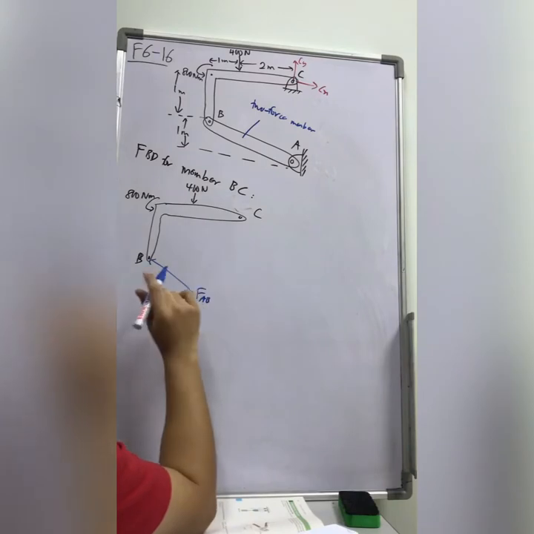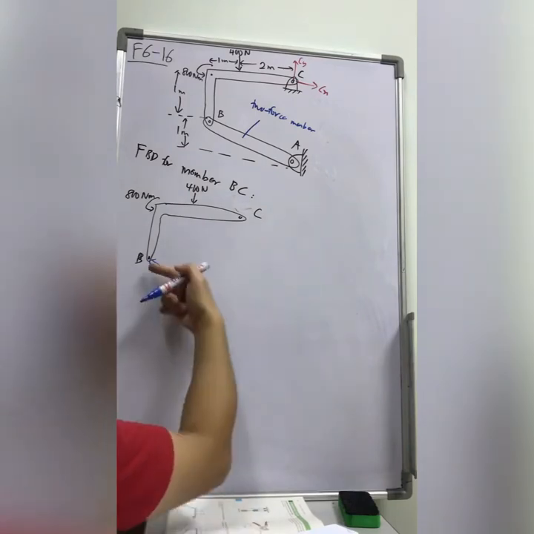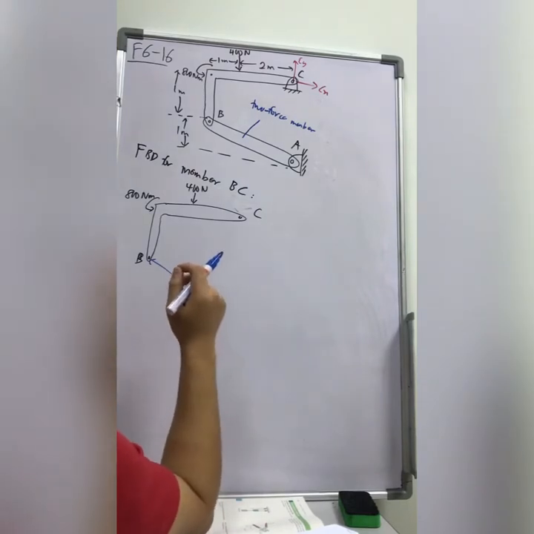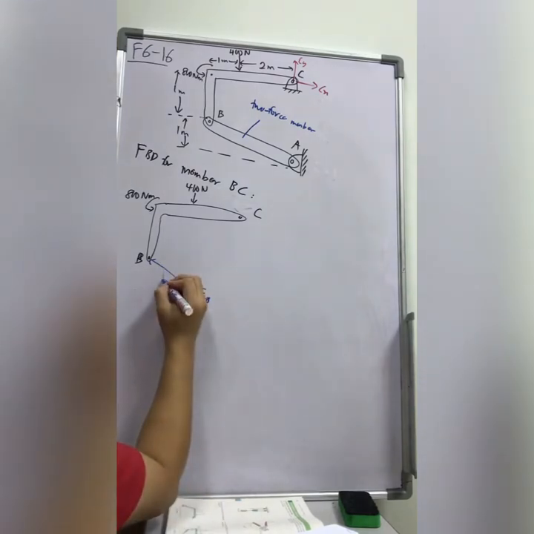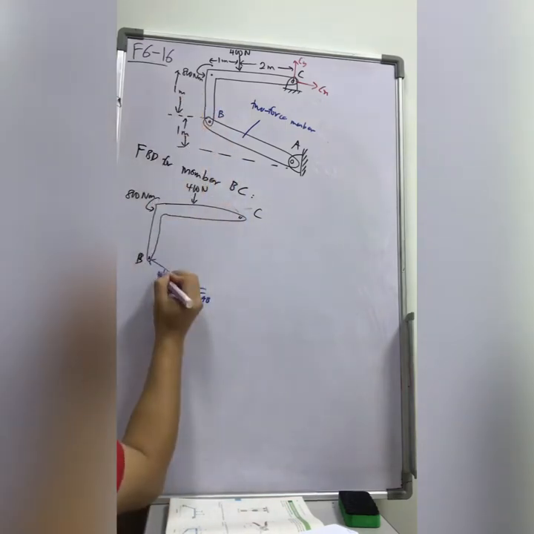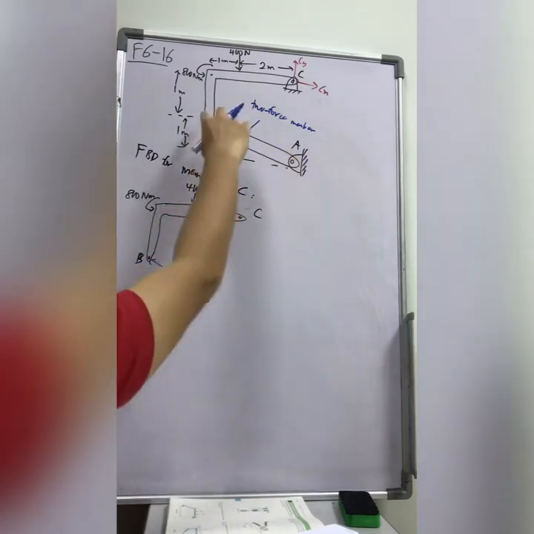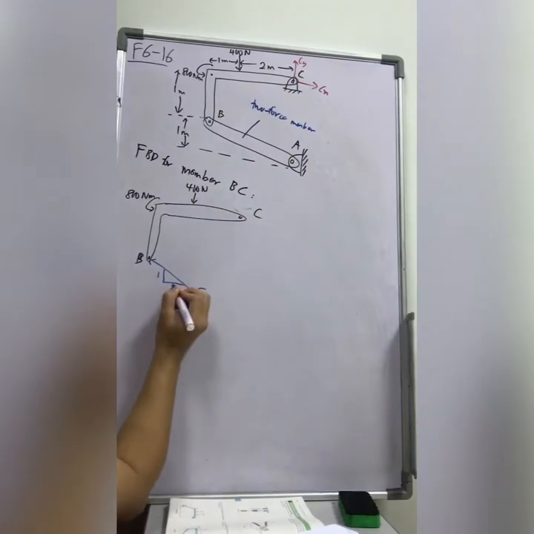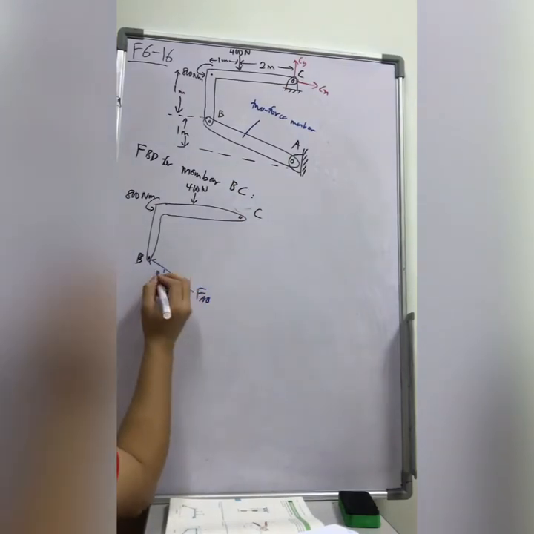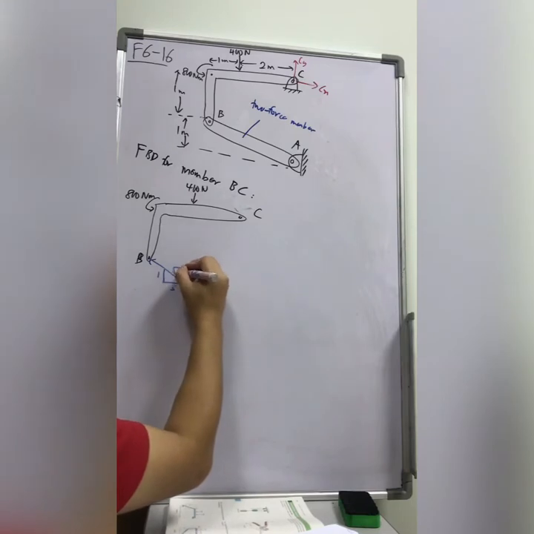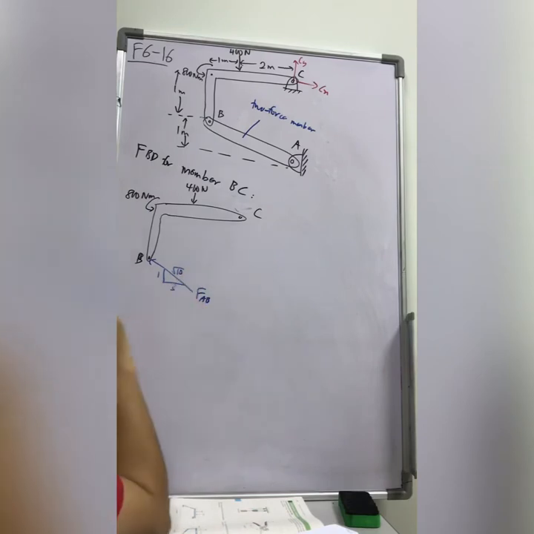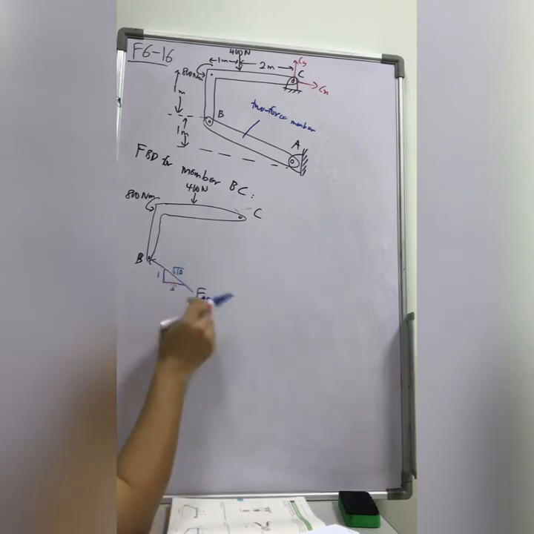This is fine, but how about the direction, the angle? It's not given. Actually, you can find the angle, but in this case I don't want to find the angle. I just want to use the given distances. This is 1 meter. What is this? 2 plus 1, so 3. If this is 1 and this is 3, then this is root of 1 squared plus 3 squared, 9 plus 1, 10, root 10. Now I know the direction of FAB.